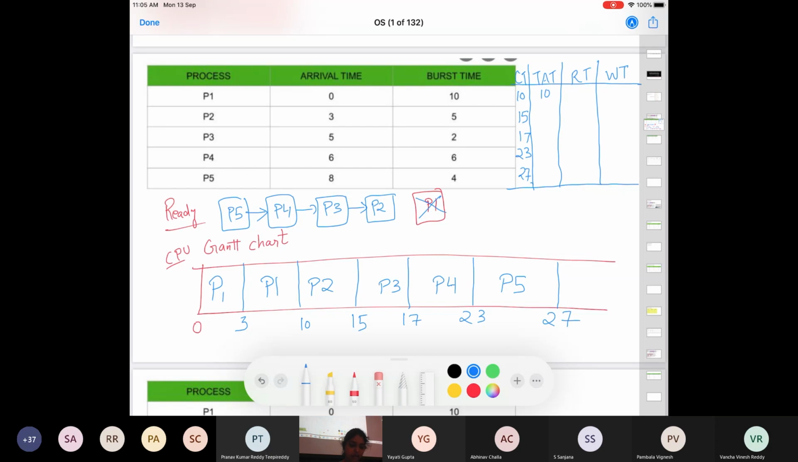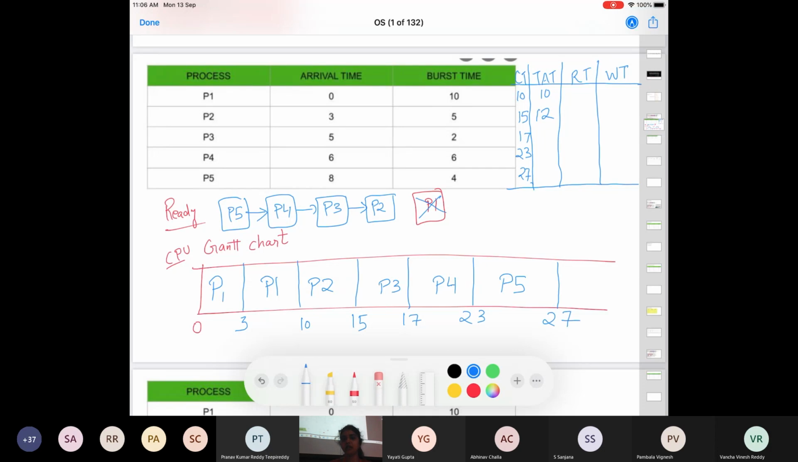Yes, it came at 3 and it ended at 15. So it is 12. Okay. What about P3? How come it is 2, Sneha and Snigdha? What went wrong?